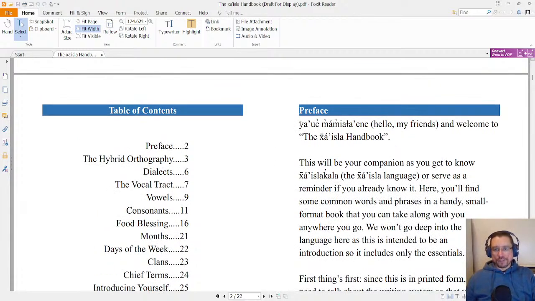I'll go through the preface, which is basically like an introduction to the booklet itself. So it starts off, Jouts, ma miathlans. Jouts, ma miathlans. Hello, my friends, and welcome to the xa'isla Handbook.